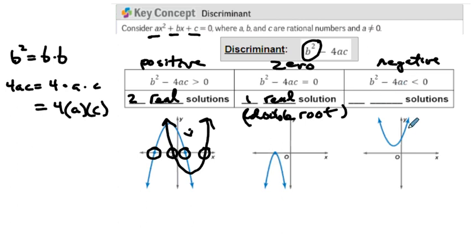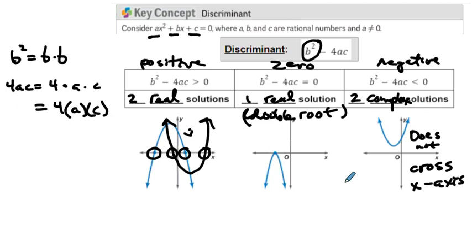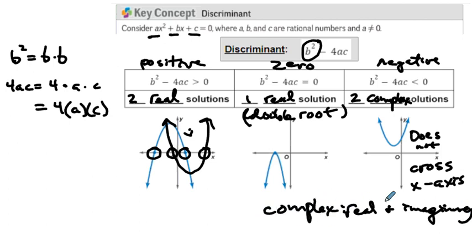And then this last case, if you look at this, it never crosses the x-axis. If it does not cross the x-axis, that's where we're going to get into those complex numbers, and it's always going to give you two complex solutions. Remember, complex is a combination of real and imaginary numbers, usually adding or subtracting together. That's what a complex number is. We talked about that a little bit when we went over complex numbers, but that's the main gist of it.